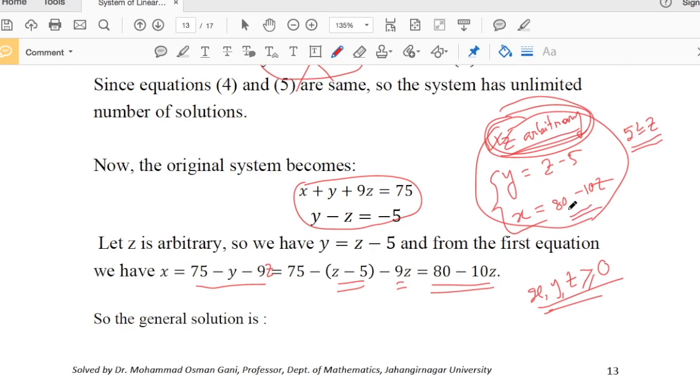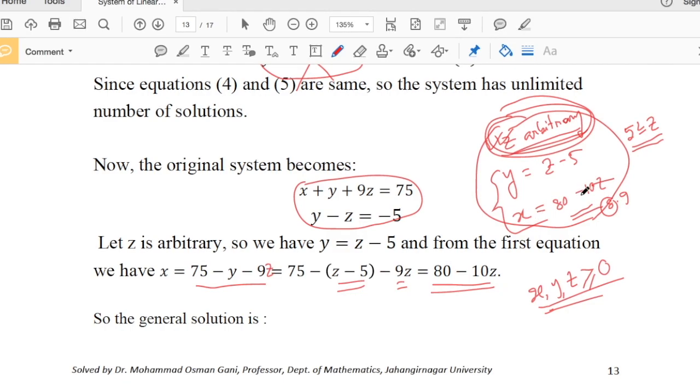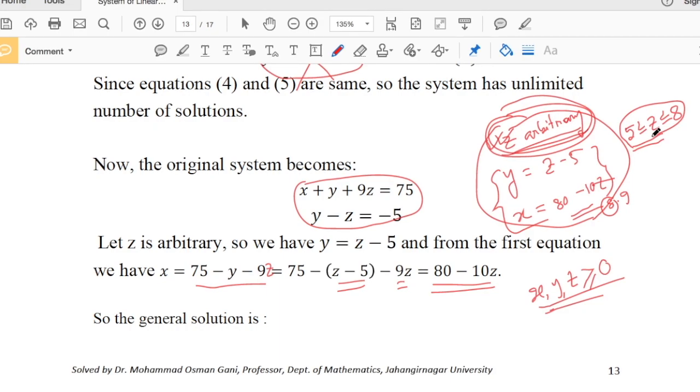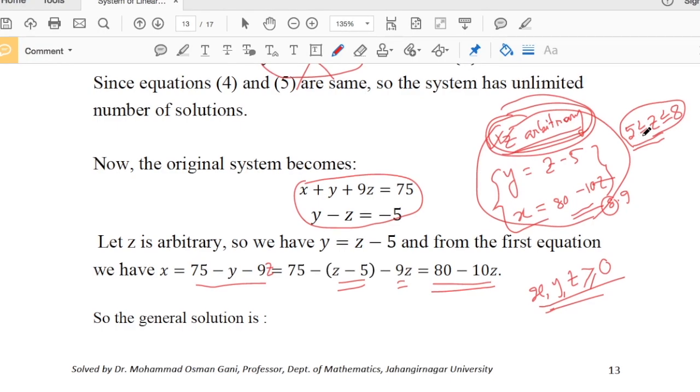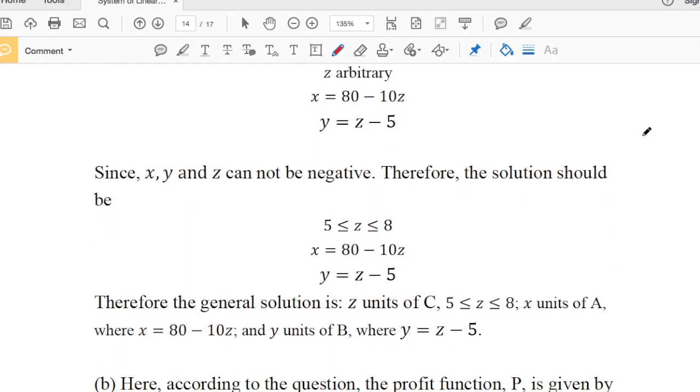And from here, first you need to look at which value of z makes x 0. If z equals 8, then 80 minus 80 is 0. And if you put z equal to 9 in this equation, x will be negative. So the maximum for z will be 8. So in order to make x, y, z positive or 0, z should be within 5 to 8. It means z should be either 5, 6, 7, or 8. So the general solution for this real problem is this, and this is the answer of part A.